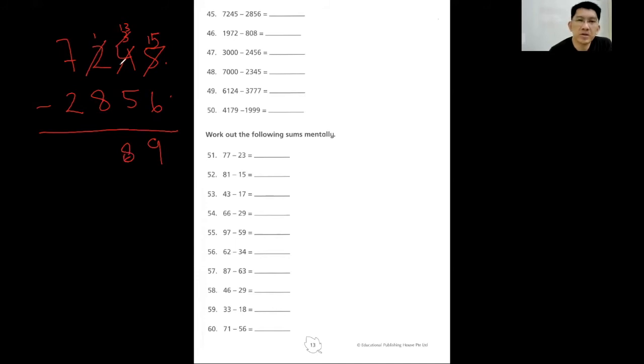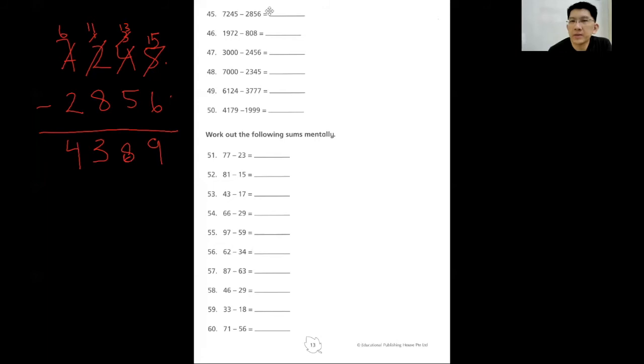Moving on to the next group, 1 minus 8. 1 is smaller than 8. Therefore, we need to borrow from 7. If I take 1 from 7, leaving you only 6. Now, 1 gets 10, so 1 plus 10 is 11. 11 minus 8 is 3. And 6 minus 2 is 4.